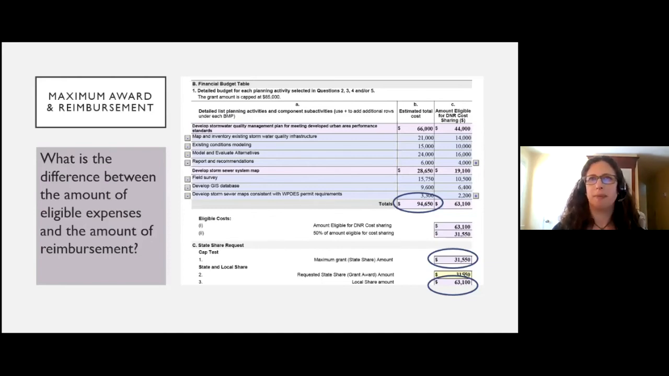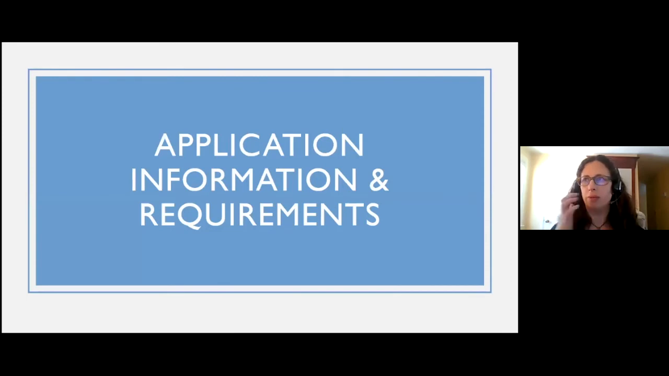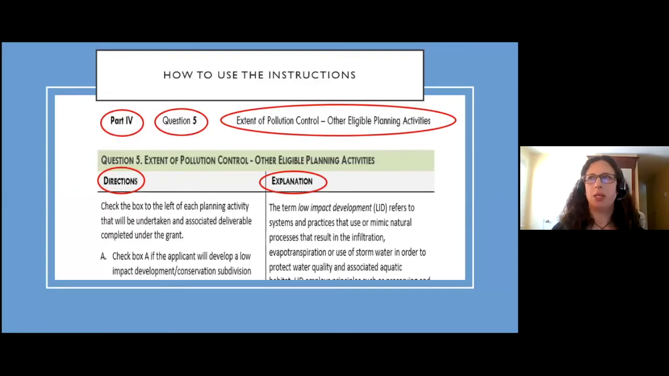All right. So now I'm going to go over a few things related to the application and instructions and requirements. Each page of the instructions has a header that indicates the part and question of the application covered on that page. Additionally, they're divided into columns. The left side of the page is directions and the right side is an explanation. We've also removed the requirements to send in hard copies of the application. So we officially accept and prefer electronic submissions.